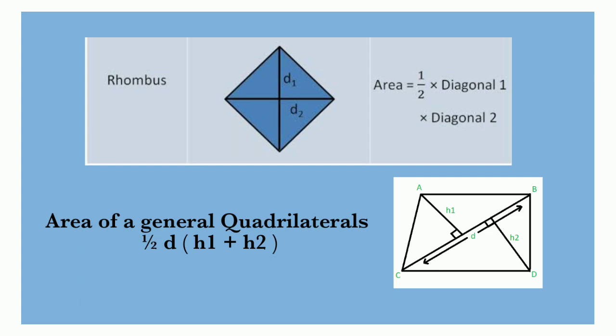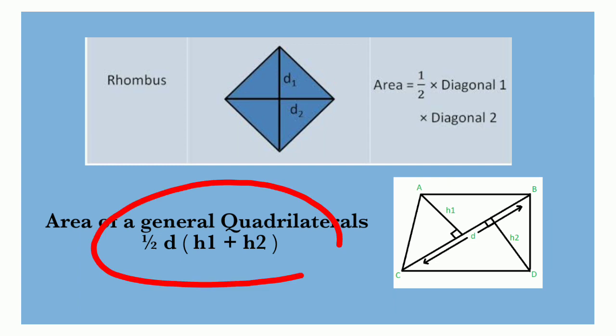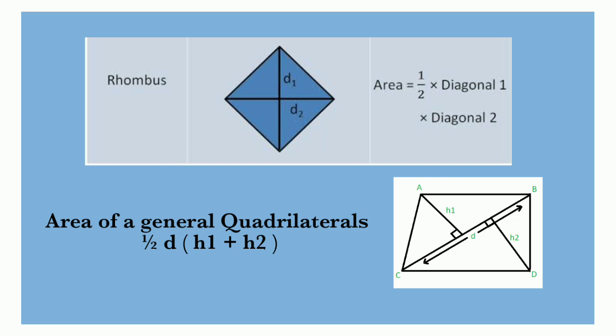Next one is the area of a quadrilateral. That means for any quadrilateral we can use this formula. Quadrilateral means a four-sided figure. Here we need one diagonal, and opposite of this diagonal we have two vertices. From those two vertices draw a perpendicular line to the diagonal. One is h1, the second one is h2. So how to find the area? Very simple, half into d into h1 plus h2.